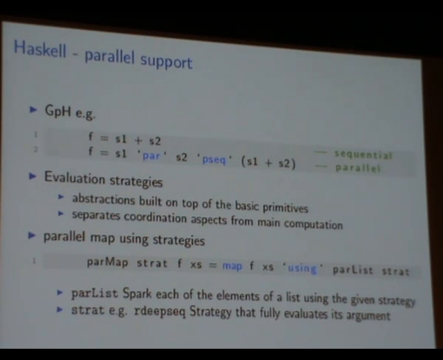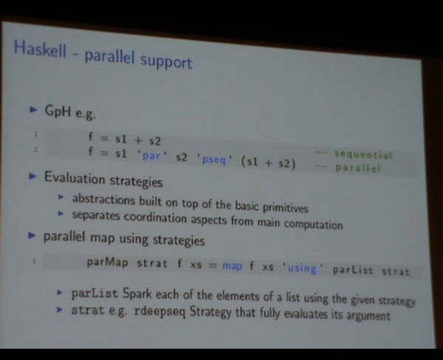So if you have a function f and there's a computation S1 and S2, and you want these two to happen in parallel, what you do is just S1 `par` S2. So it sparks S1 to be potentially evaluated in parallel, and then you need the `pseq`, so you spark the S2 as a parallel computation.